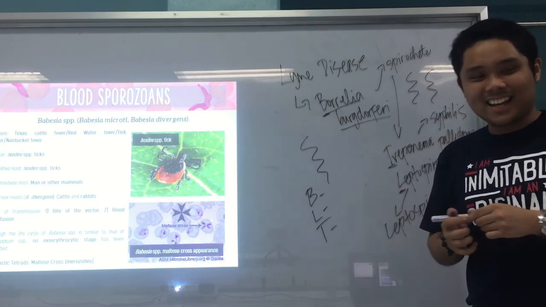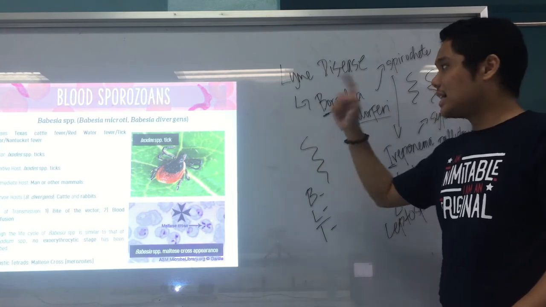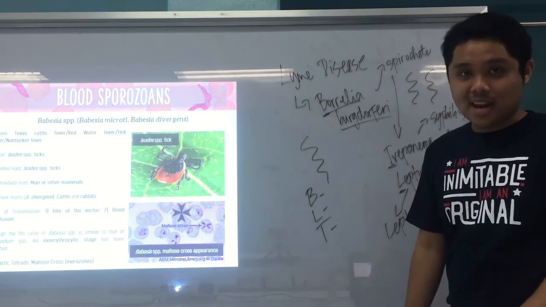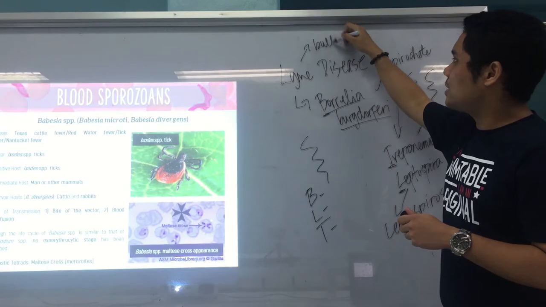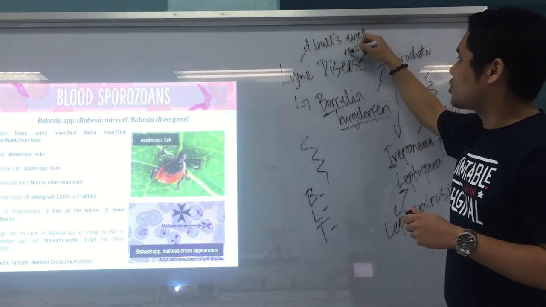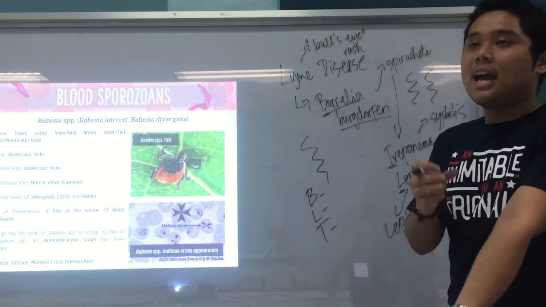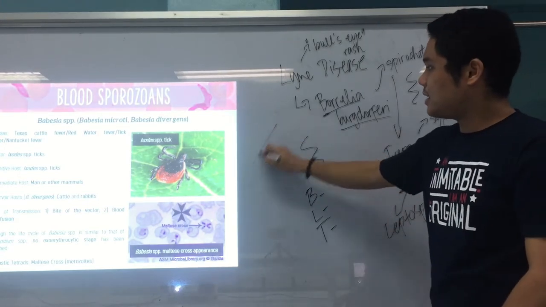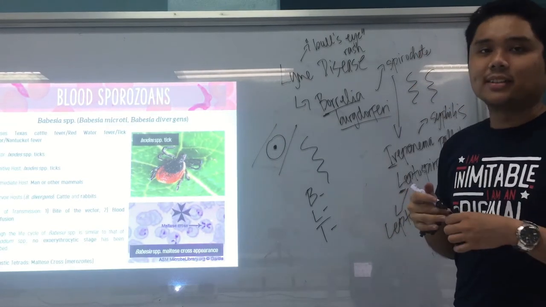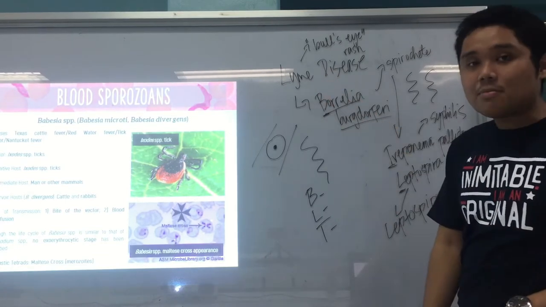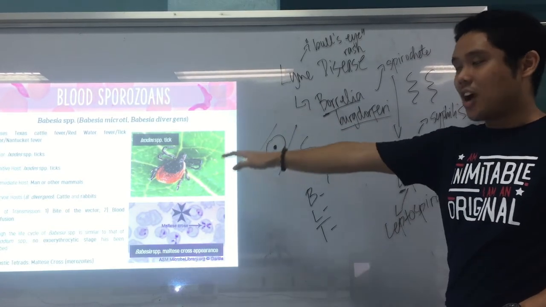Because again, aside from Babesia, these ticks can also transmit Borrelia burgdorferi, the causative agent of Lyme disease. In Lyme disease, you have a characteristic bullseye rash where the tick has bitten you. The skin is reddish in the center, with clearing on the outer part. That's the bullseye rash, characteristic of Lyme disease, caused by Borrelia burgdorferi, which is transmitted by Ixodes ticks.